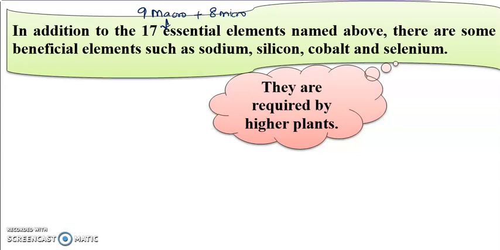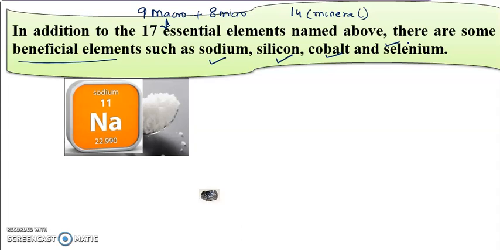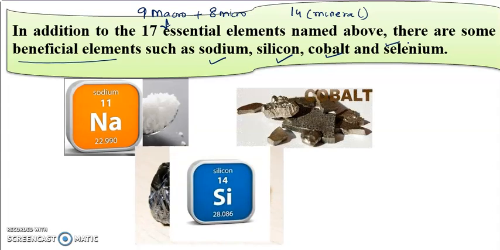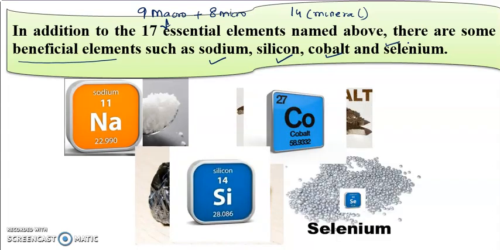Out of these 17, 14 are mineral elements which are coming from the soil, and the remaining 3 are coming from the atmosphere. Okay, so other than these, you have beneficial elements in the form of sodium, silicon, cobalt, and selenium. Yes, as I've said, selenium. They are required by higher plants like angiosperms and gymnosperms. So sodium, silicon, cobalt, and selenium.